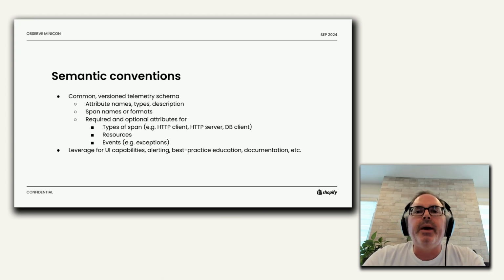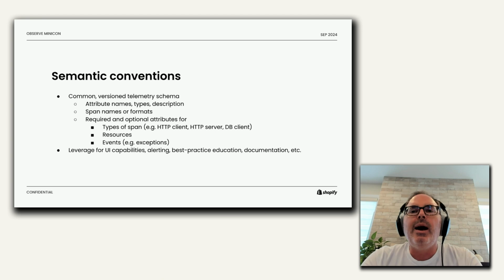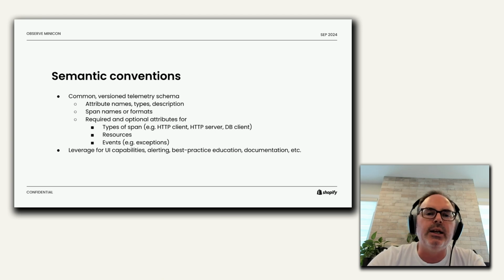So standardized telemetry mechanisms are helpful, but without some policy, the data ends up ad hoc and poorly organized, and it's really hard to do anything useful with that. OpenTelemetry introduced semantic conventions for many commonly used instrumentation scenarios. And the semantic conventions enumerate attribute names and types, what they mean, which ones are required, which ones are optional for different types of span, for resources, for some common events. Having these conventions allows us to build more powerful tooling, such as analytics UIs and alerting, and write useful documentation that describes best practices.